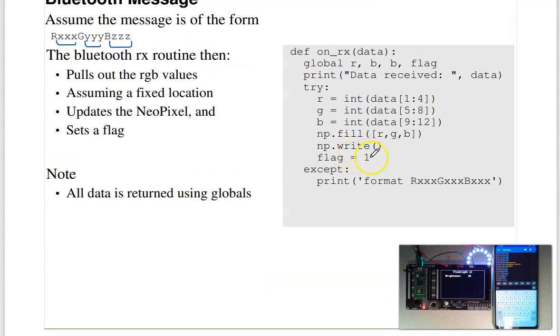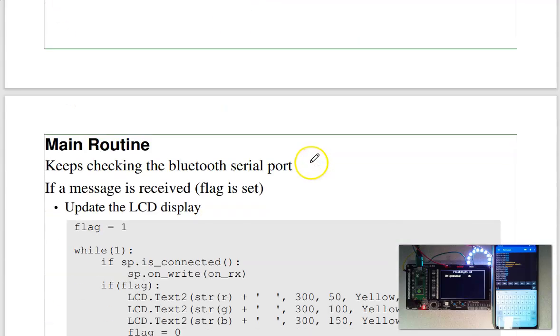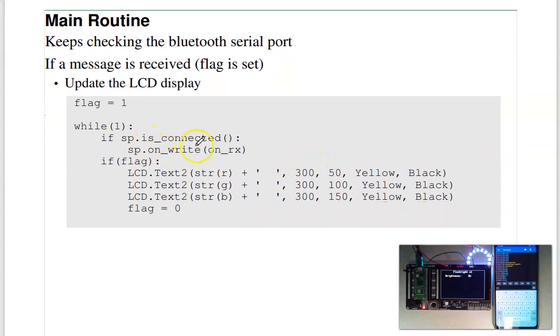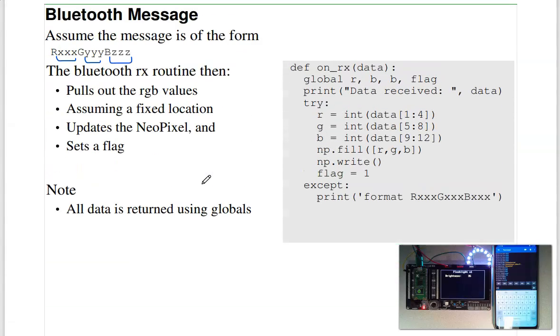Again, once I write it, I'll set a flag. And then what the main routine does is it just checks whenever the serial data is received, send it to the onRx routine. And then if the flag is set, write to the LCD display. Note again that I'm using global variables. This behaves like an interrupt service routine, so about the only way to pass data to and from it is through globals.